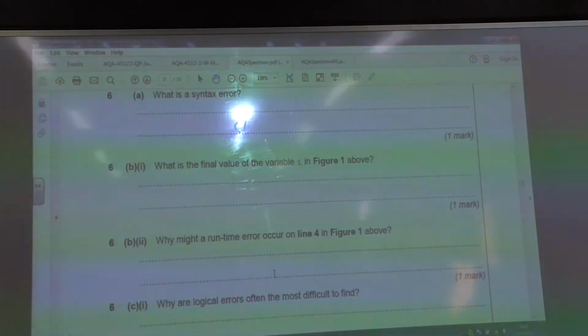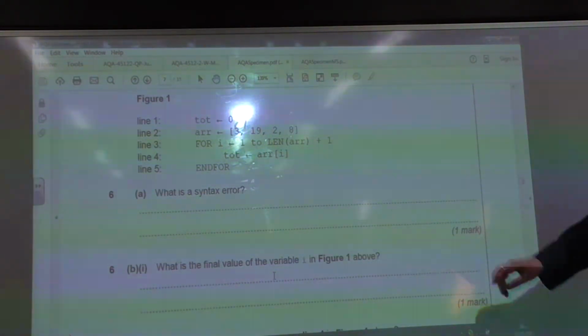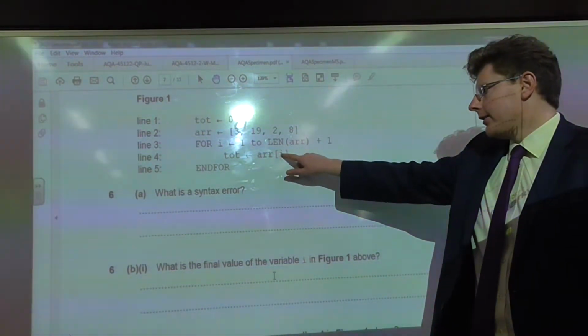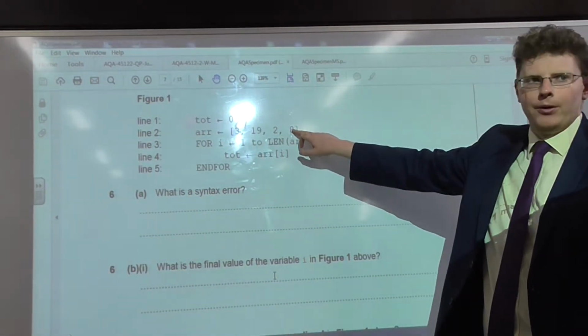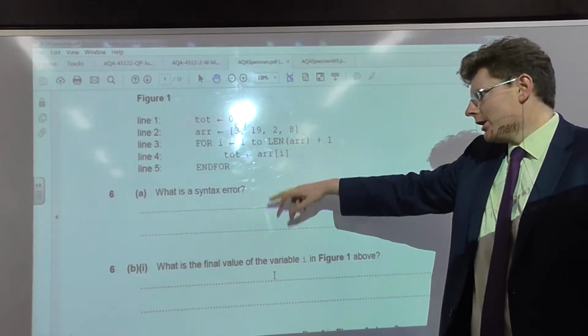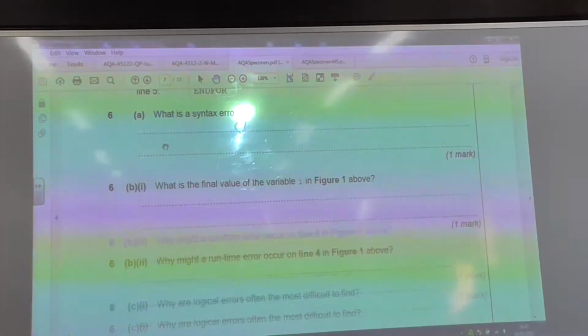Why might a runtime error occur on line 4? Yeah, there is no array number 5. It's 1, 2, 3, 4. So array 5 doesn't exist. So you'll get a runtime error because the computer won't know what to do.